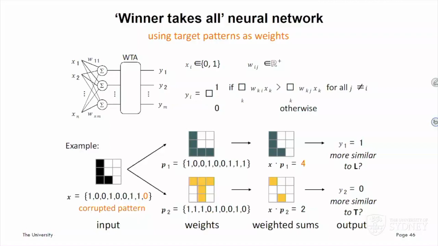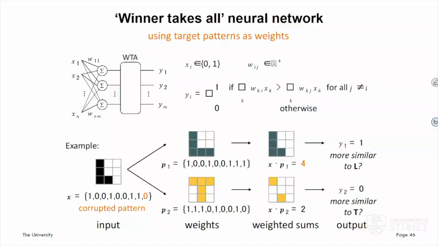And if I multiply the corrupted pattern, my input, with whatever I've said on my weights, and then I do the weighted sums, this is what that would look like, because this does look a little bit more like an L. And then you say, well, which one of these is highest? So your winner takes all helps you decide, is it more like an L or more like a T?